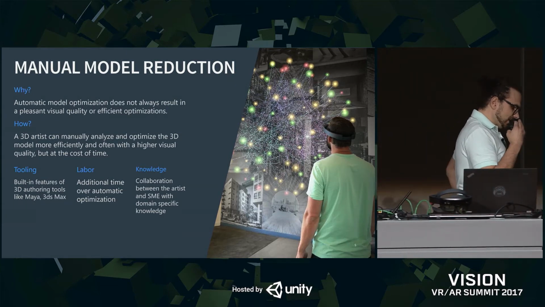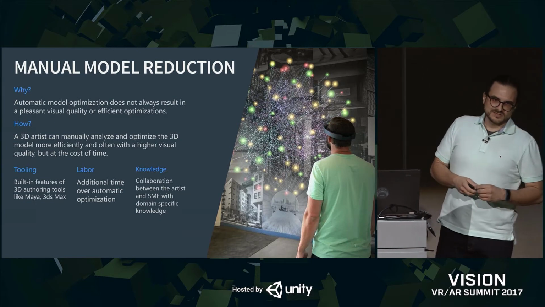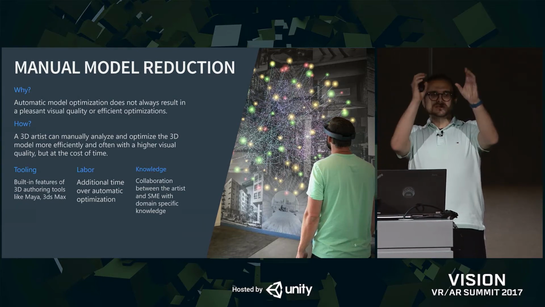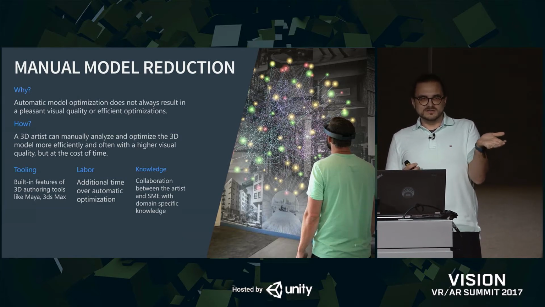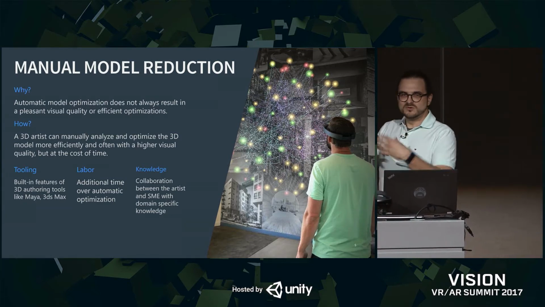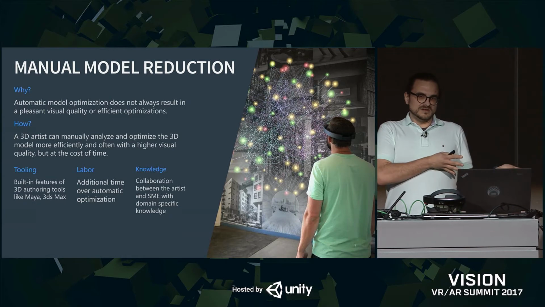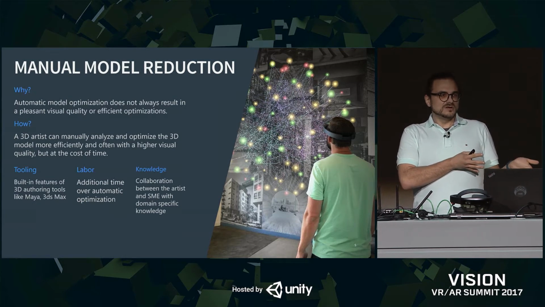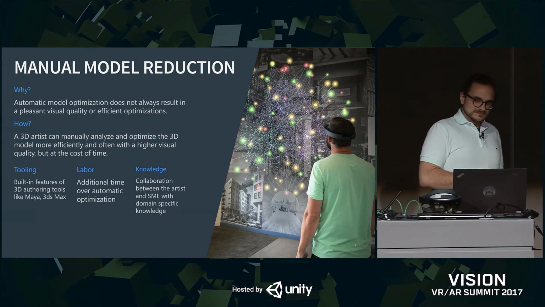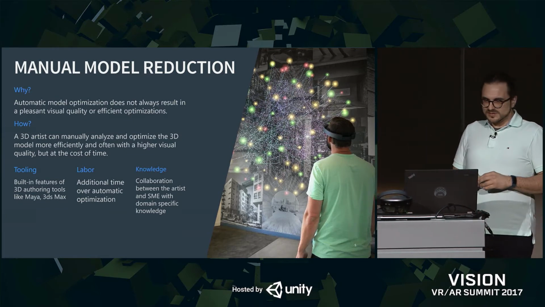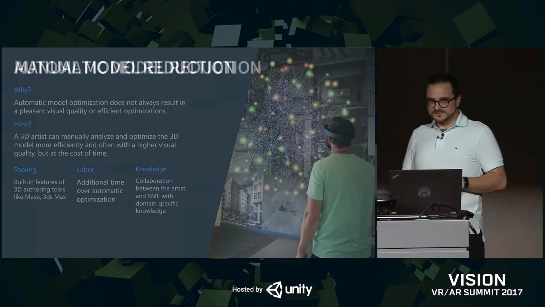An example: when we worked with a client in the architectural industry, they told us, okay, we have all those nuts and bolts in the model, but we don't want to see them. We don't care about those. So the 3D artist could actually go there and remove all of them. On the other side, an automatic algorithm wouldn't know about it, so it would just reduce those as well and could end up with lots of artifacts. So the benefit of manual reduction is, of course, higher quality.